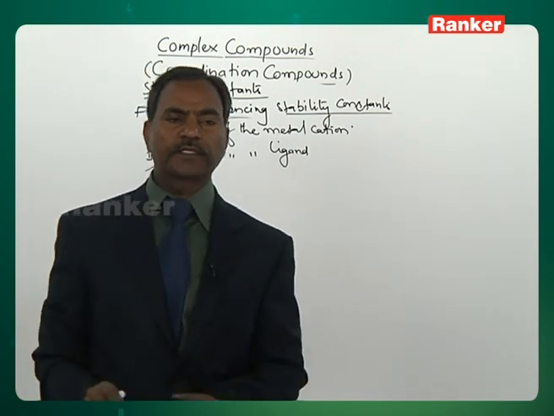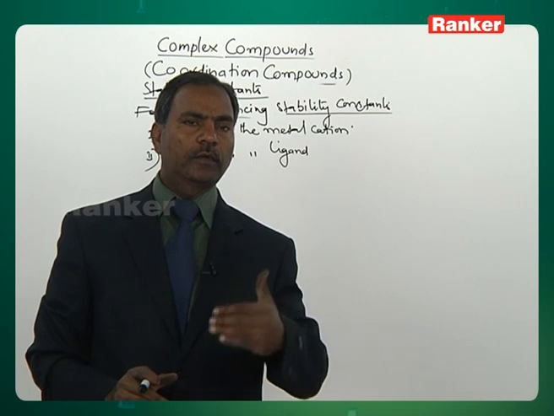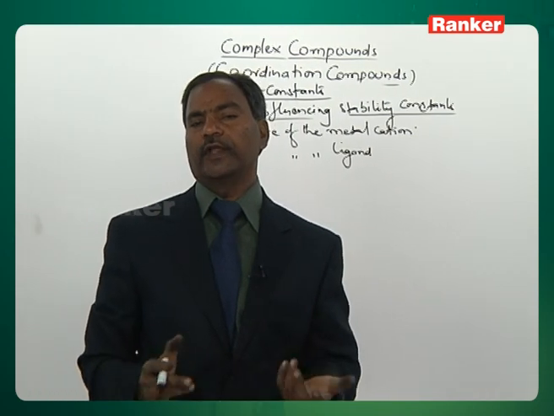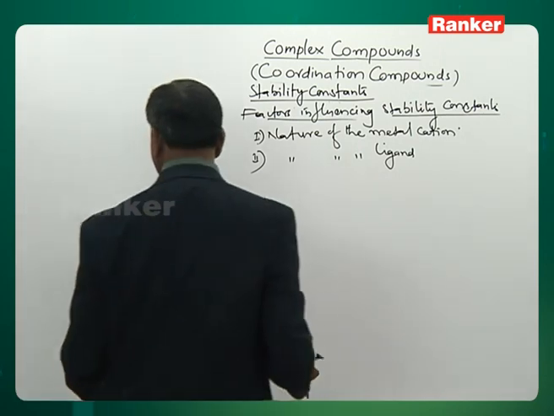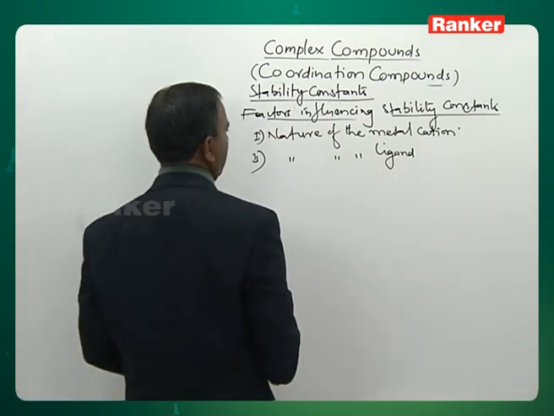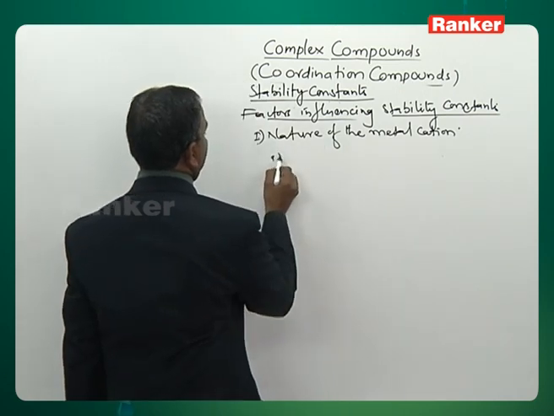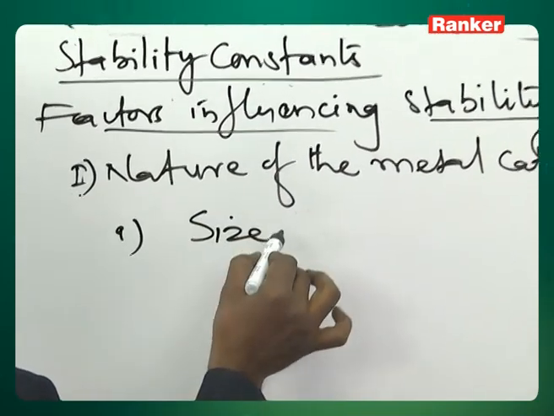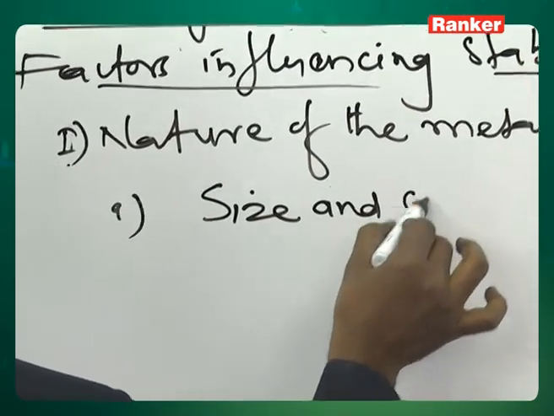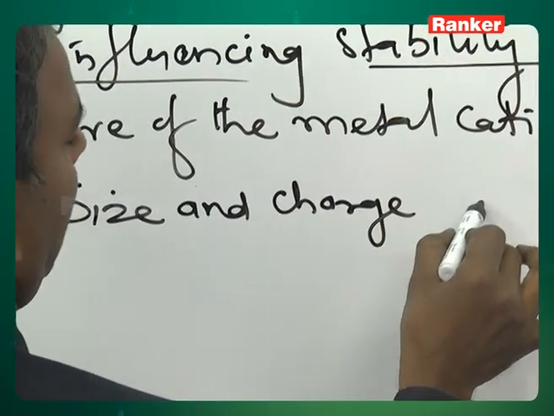Under these two factors, first let us discuss how the nature of the metal influences the stability of a complex. First, the nature of the metal cation. Under this, let us take first the size and charge of the metal ion.